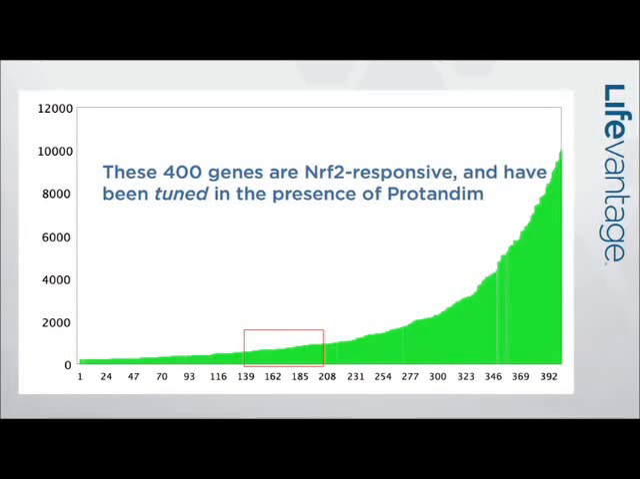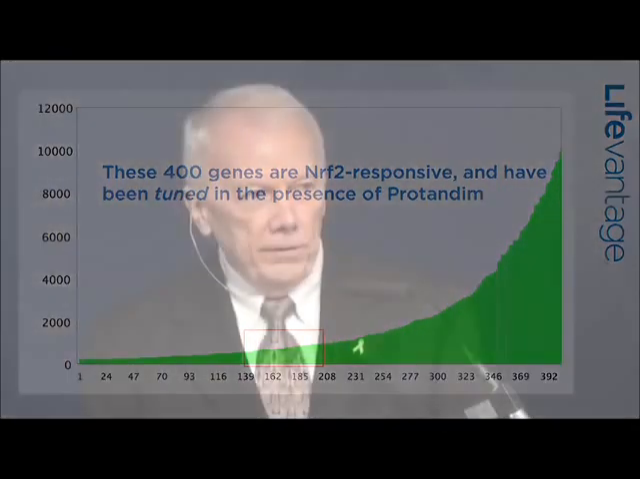These are the 400 genes, and this is real data from my laboratory, from human cells, 400 genes that respond most to Protandim being added to the culture medium. And the height of the 400 little bars here, and you can't see them individually, but the height of each one tells you how frequently that gene is being expressed, how often that blueprint is being called out of the nucleus of that cell and functionally translated into the product for which that blueprint encodes.